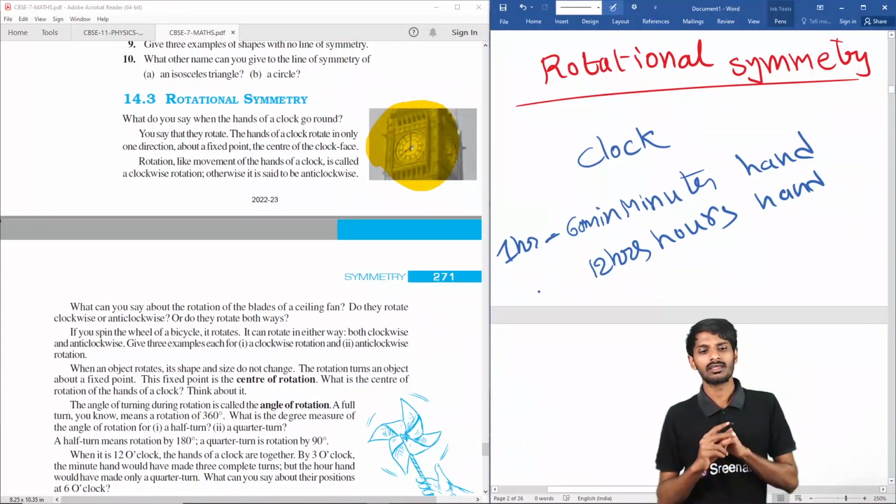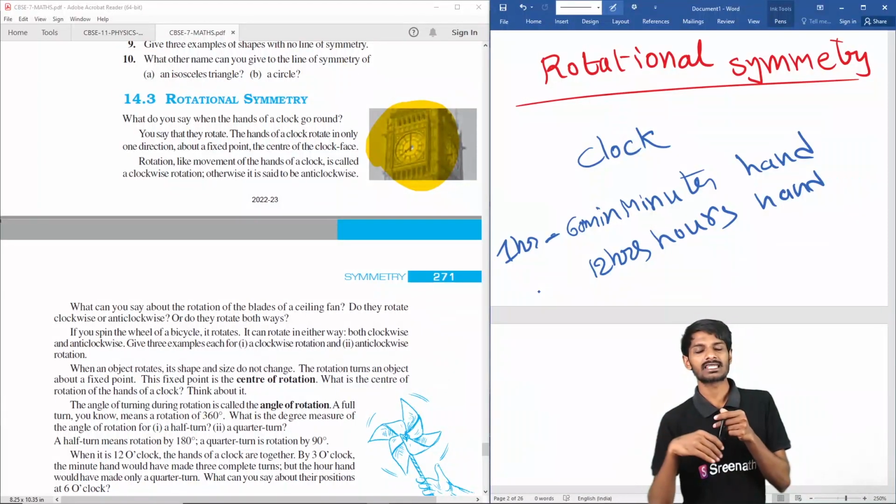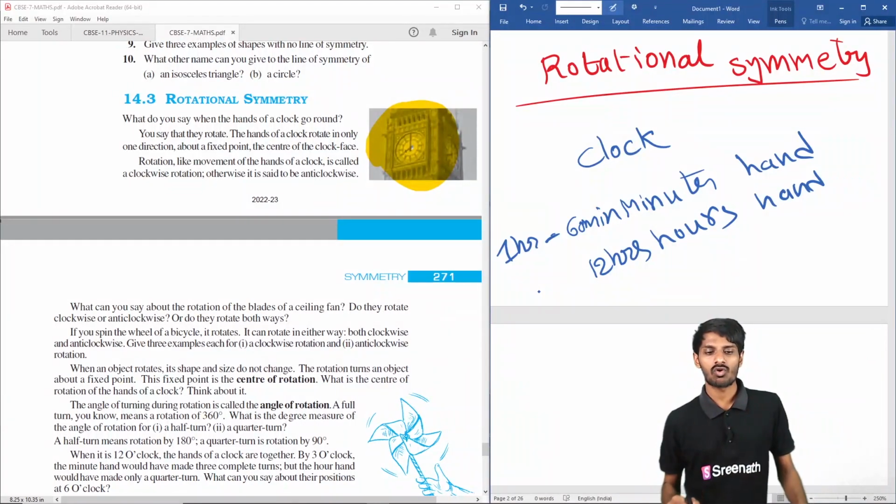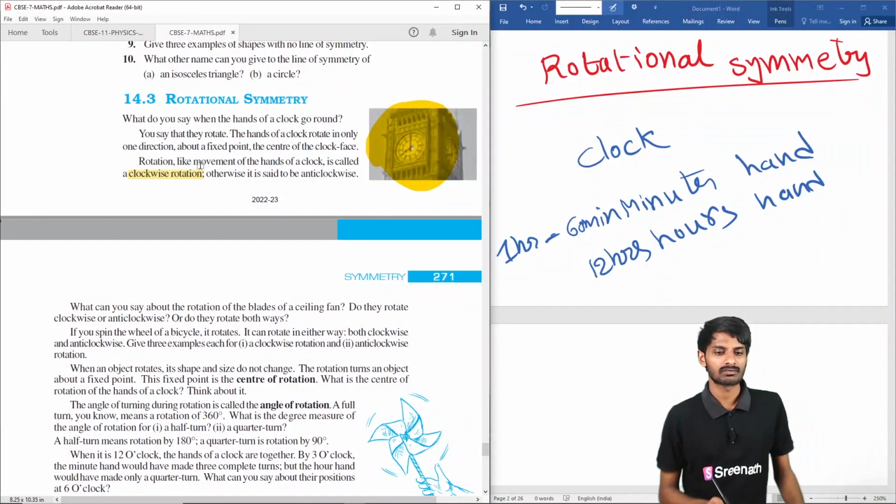And if anything rotates in the same direction as the hours hand or minutes hand, then that is called clockwise rotation. So these are the two important words, friends: clockwise and anti-clockwise.